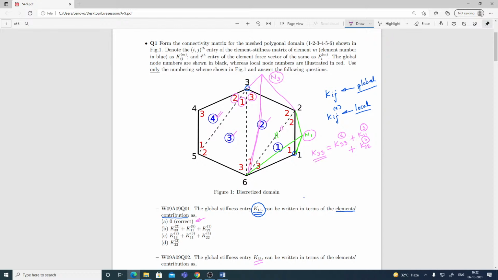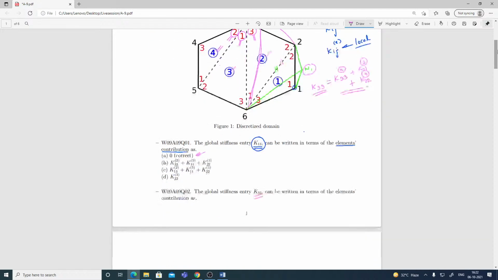You can also do the same thing using the connectivity matrix that I discussed in the lecture. You can follow that and actually verify this. But looking at this, you can quickly do that, because shape function 3 is the local 3 in element 2, the local 1 in element 3, and local number 2 in element 4. That's how I can quickly answer this question.